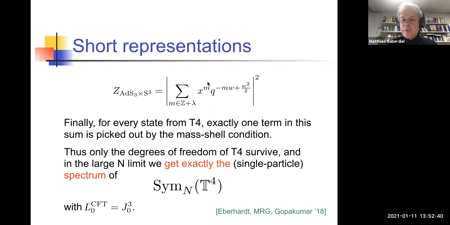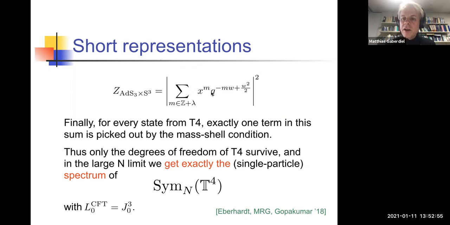So then this is basically the only piece that survives from AdS3 times S3. And then from every state of T4, you have to impose the mass shell condition, and it basically picks out one term from the zero mode sum. So what you see is that for every degree of freedom from T4, you get one state surviving as a physical state of this specific world sheet theory.